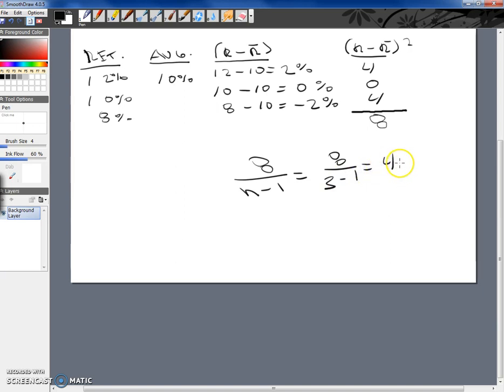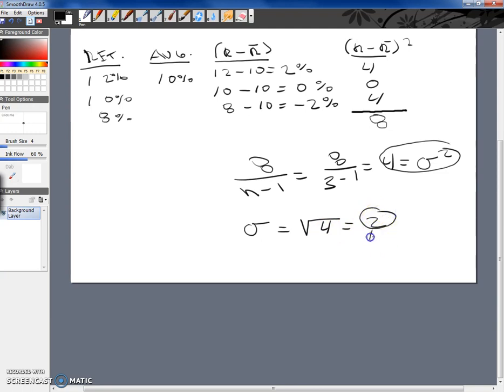Okay, so this is what we call the variance. We calculated the variance. Now we don't need the variance, we need the standard deviation, so we need to eliminate this square right here. So what we need to do is take the square root of 4 to get the standard deviation. The square root of 4 is 2.